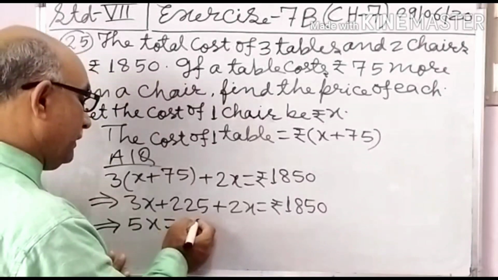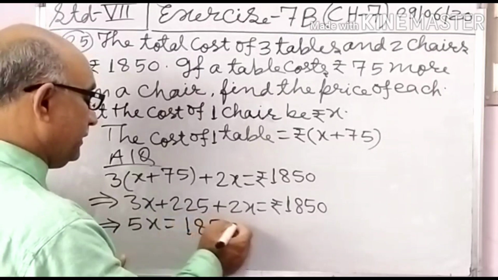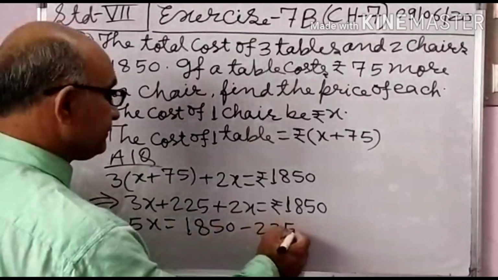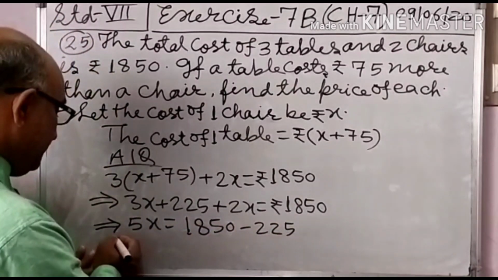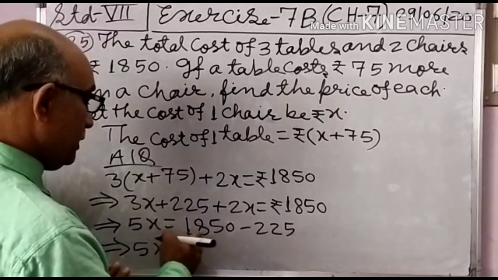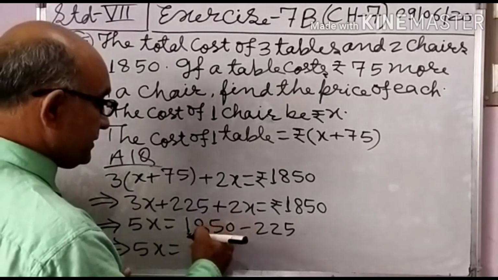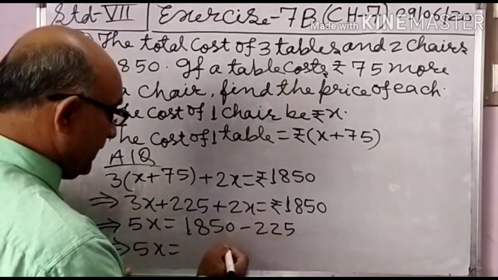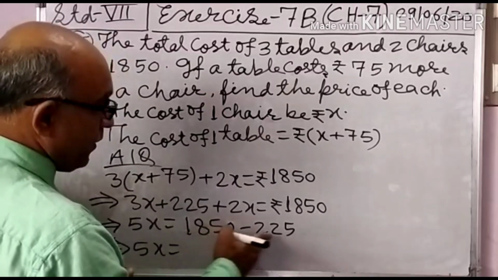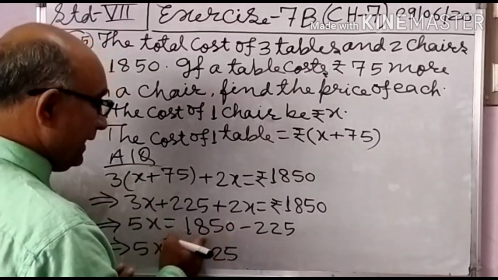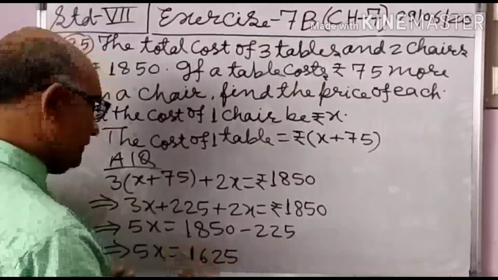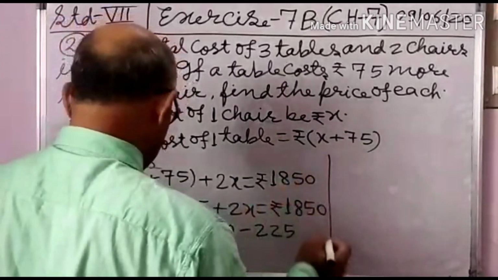So rupees 1850 minus 225. That implies 5X equal to, subtract: 0 minus 5, that means 10 minus 5, 5; here 4, 4 minus 2, 2; 8 minus 2, 6; 1625.